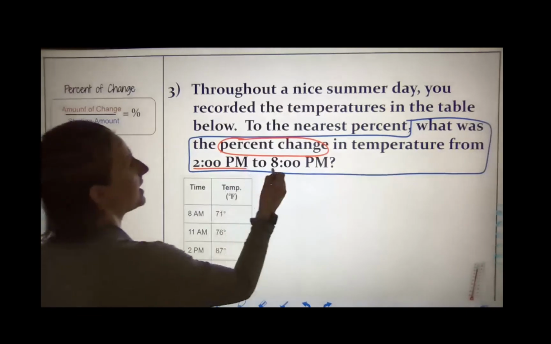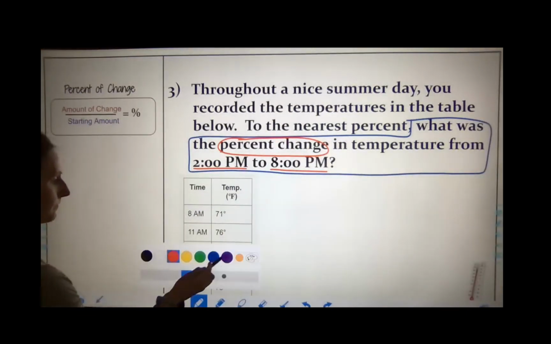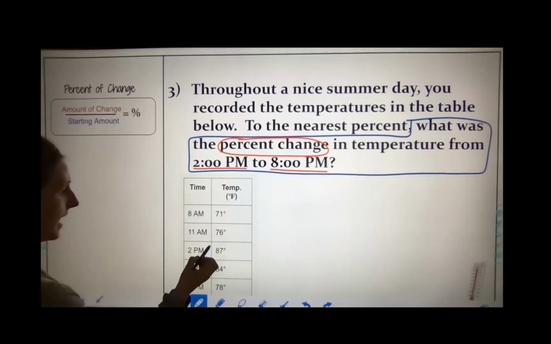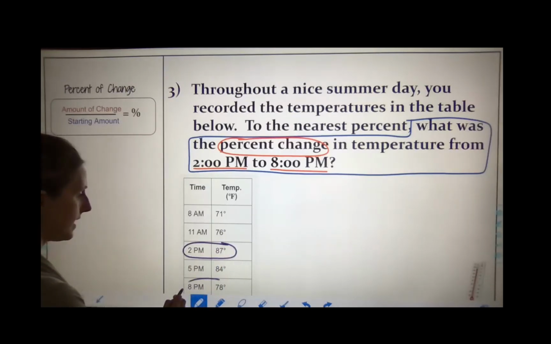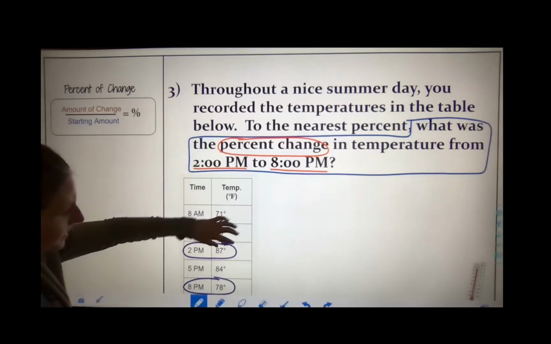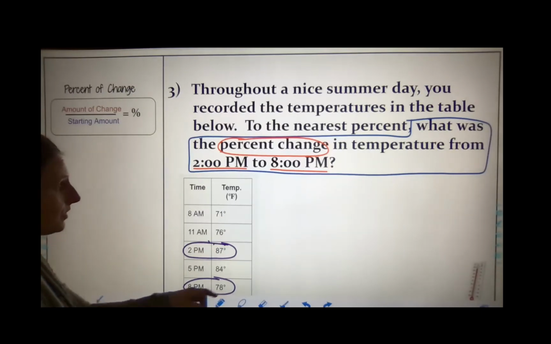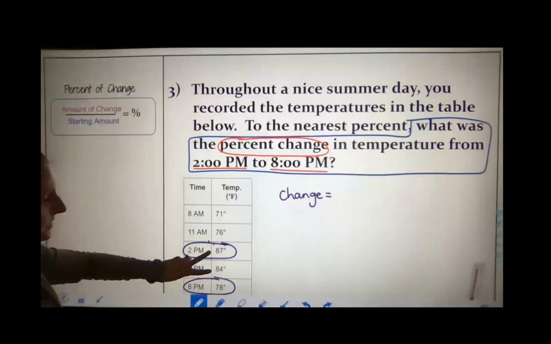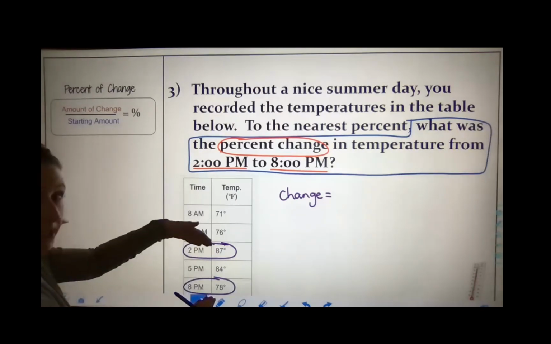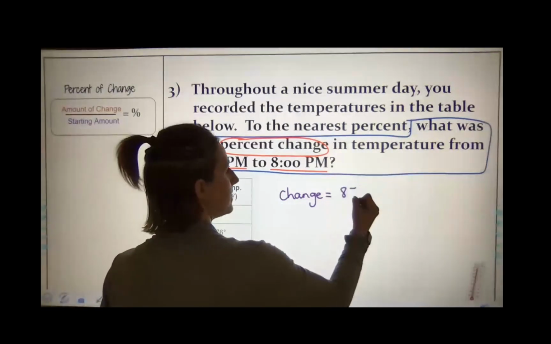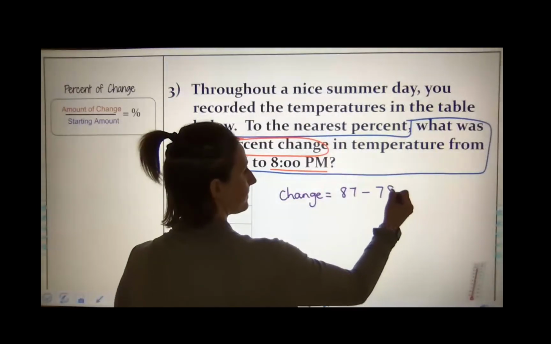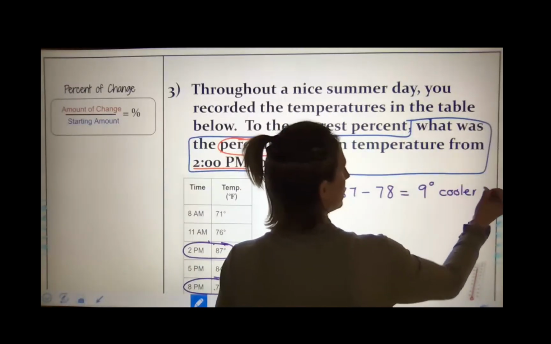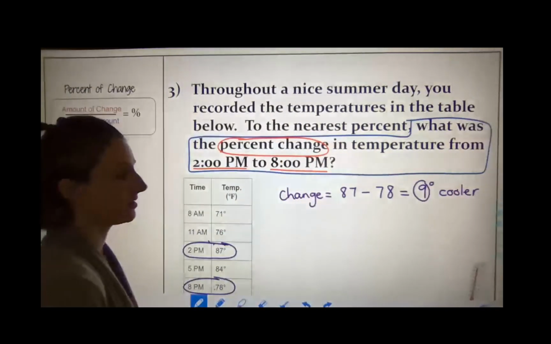I'm looking from 2 p.m. to 8 p.m. So if I go over here in my table, time is the first column, temp is the second. I'm looking at 2 p.m. and 8 p.m. So it was 87 degrees, and then it dropped down to 78 degrees. So I'm going to calculate my change first. I'm always going to take away the smaller from the larger, right? Because we're not going to get a negative value. So here I'm going to go 87 minus 78. That's going to give me 9 degrees cooler. So there is my change.